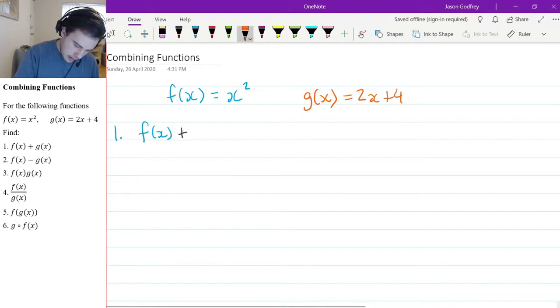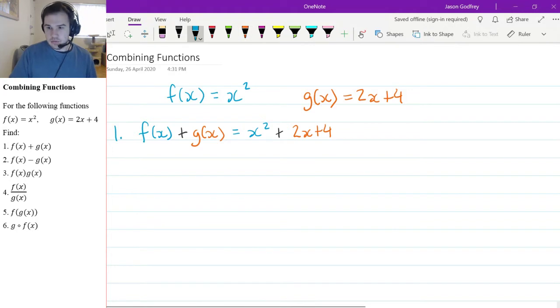Okay, so question 1 says we're going to do f of x, and then we're going to add g of x. So f of x is this function, x squared, and if we add g of x, which is the function 2x plus 4, well, there we go, they're added. There's nothing really more we can do to simplify x squared, 2x and 4. None of them are like terms. So we're done.